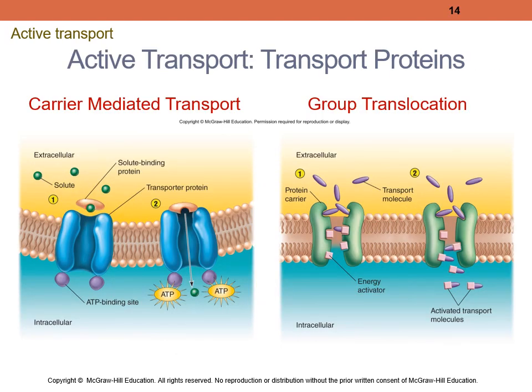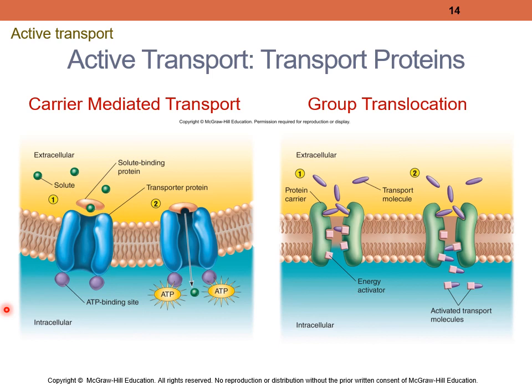Now we'll talk about active transport mechanisms. In the figure on the left, you'll see the blue transporter proteins that span the entire cell membrane. The molecules that are being transported across the membranes are in green, and the solute binding protein is in tan. In the cytoplasm are sites on the protein where ATP molecules bind to supply the protein with the energy it needs to transport the solutes across the membrane.